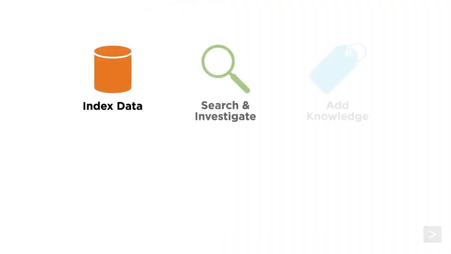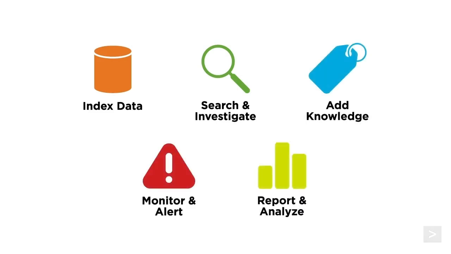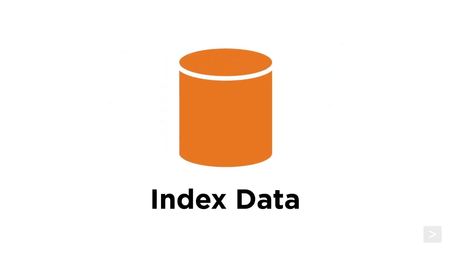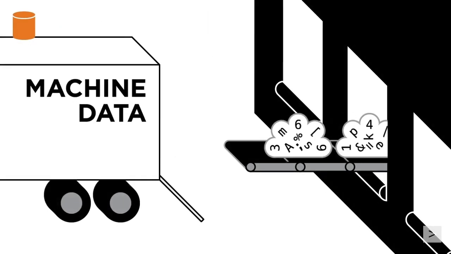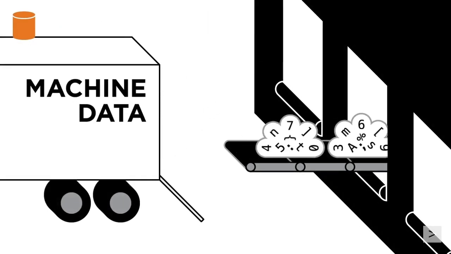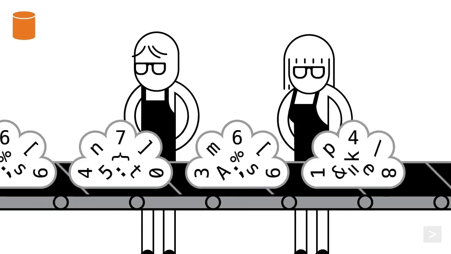Let's look at the main functions of Splunk Enterprise and how they make your machine data available, accessible, and usable to everyone in your organization. At the heart of Splunk is the index. The index collects data from virtually any source and is very important in Splunk. Think of the indexer as a factory and your data as raw materials. As data enters, inspectors go to work.